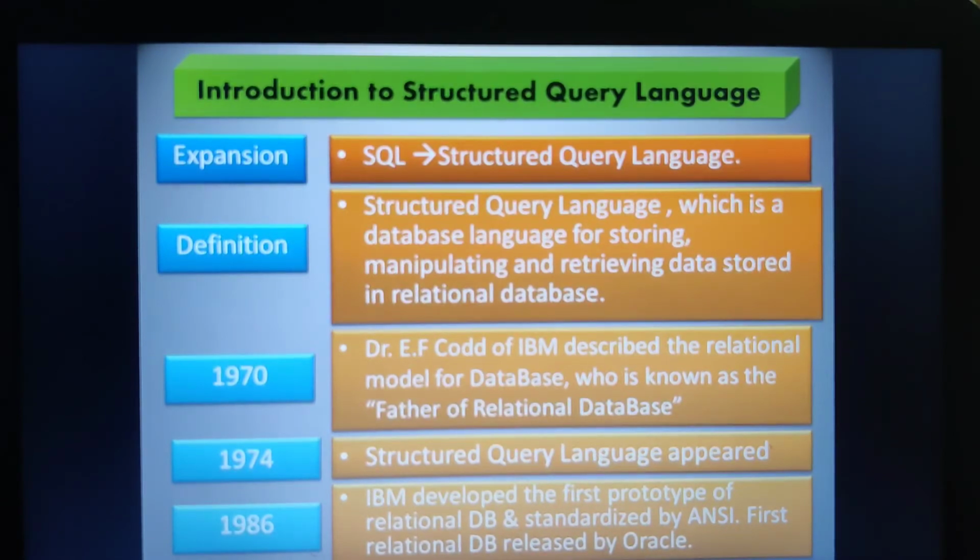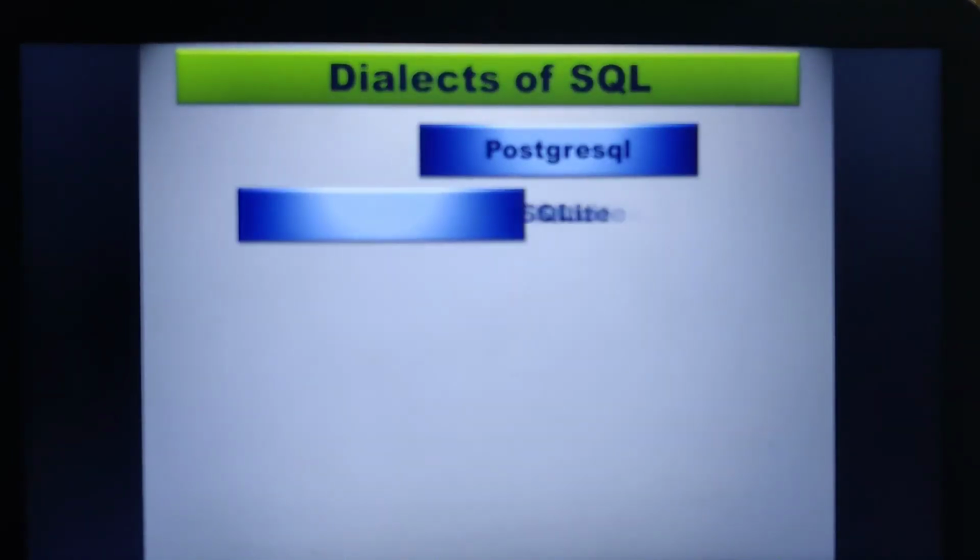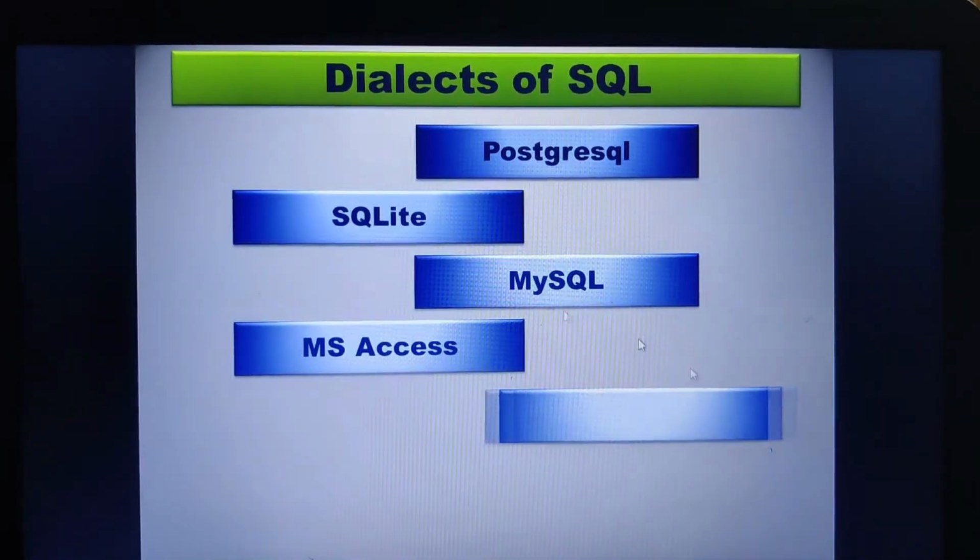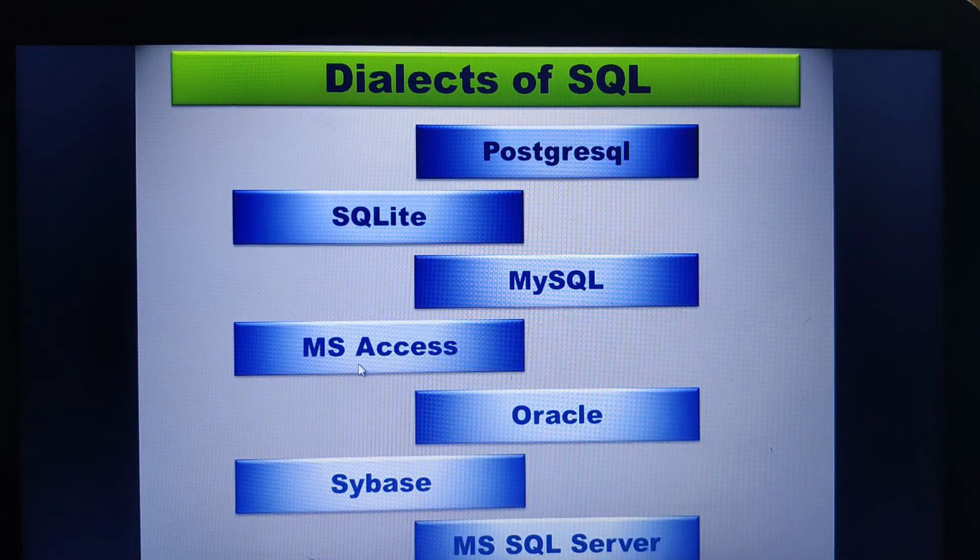A relational database can also be called an RDBMS, that is Relational Database Management System. Some examples of relational database management systems which came into existence are PostgreSQL, SQLite, MS SQL, MS Access, Oracle, Sybase, MS SQL Server. All these are databases, but of what type? Relational databases, where the data is stored in terms of tables.